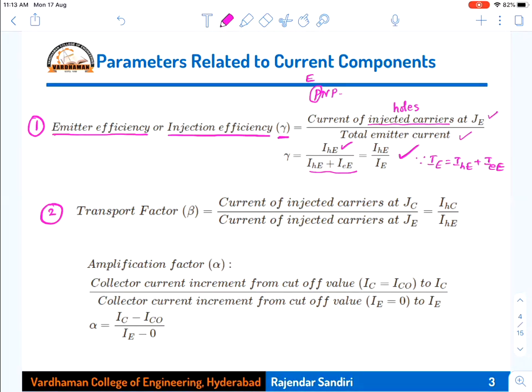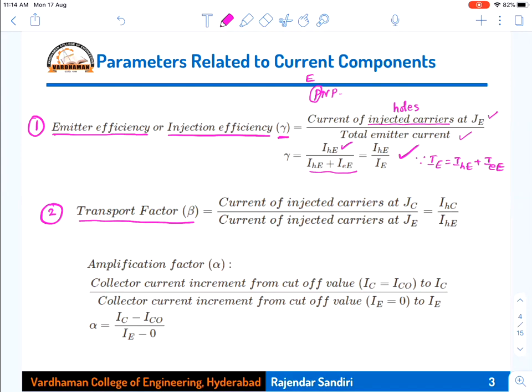Next, second parameter. Second parameter is transport factor, represented by beta. Transport factor is the current of injected carriers at junction JC divided by the current of injected carriers at junction JE. What is the current due to the injected carriers at junction JC? Junction JC is because of holes only, because it is a PNP transistor, and majority carriers are holes. So holes are injected at JC and holes are injected at JE. But at JE and at JC, the quantity is not the same. At JE it is 100, at JC it is 95 only. Where the 5 is going, it is recombining in the base.